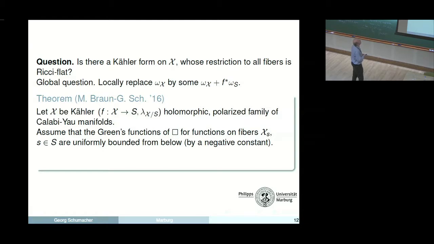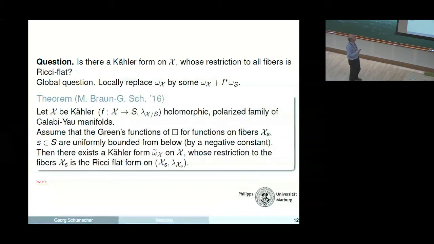So assuming here that the polarization is induced by the Kähler class. Now we assume that the Green's functions for the Laplacian of functions on the fibers are uniformly bounded from below. The bound has to be a negative constant, obviously. And under this condition, there exists a Kähler form on the total space whose restriction to the fibers is the Ricci-flat form on the polarized fibers.